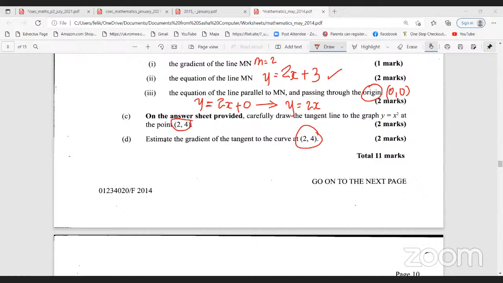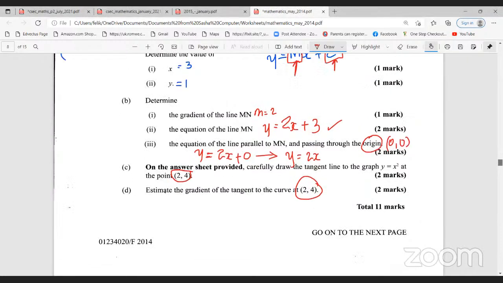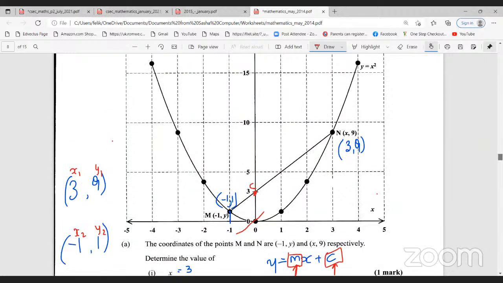All right, so we're going to pass it through the point 2, 4. So where's 2, 4? Let's find the point 2, 4. Show me the point 2, 4. Yes, miss.